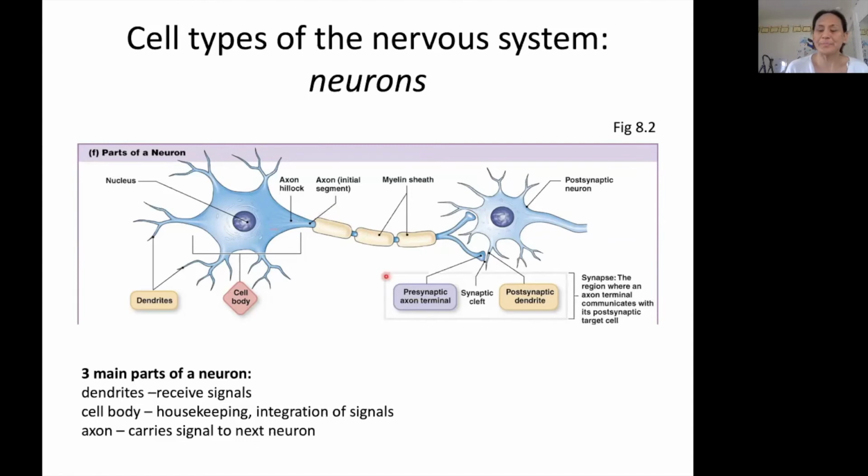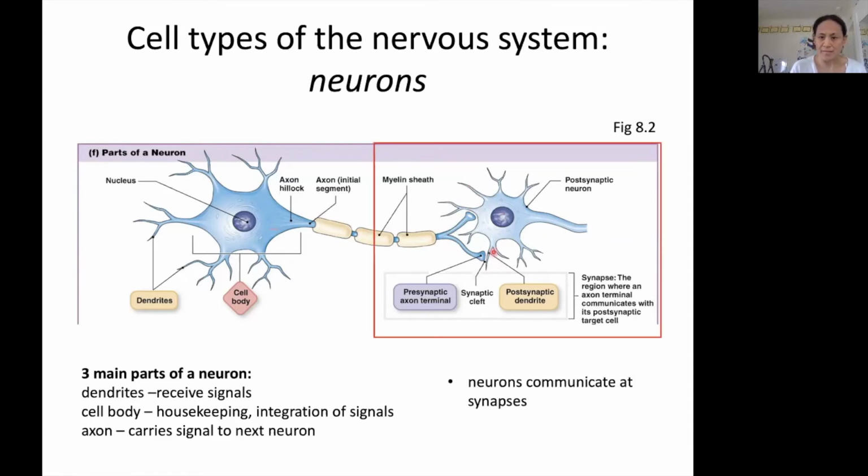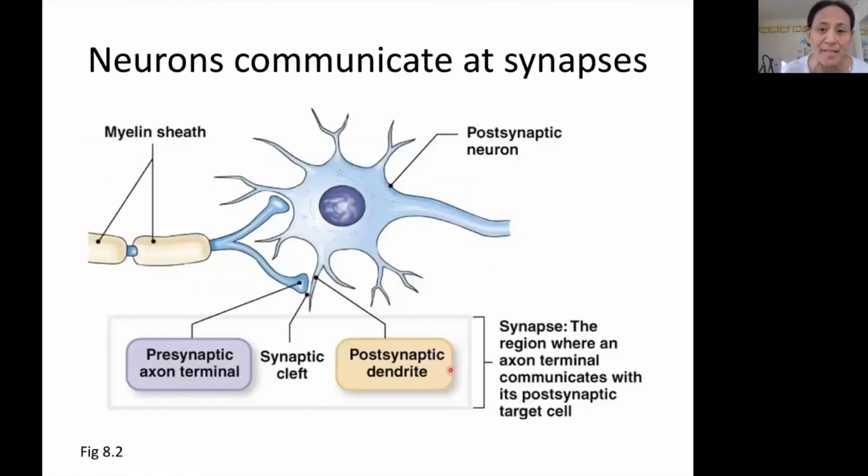Neurons communicate with each other through a structure called the synapse. So neurons communicate at synapses. Let's take a look at that in the next slide.